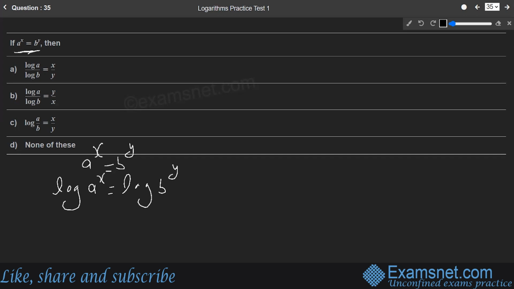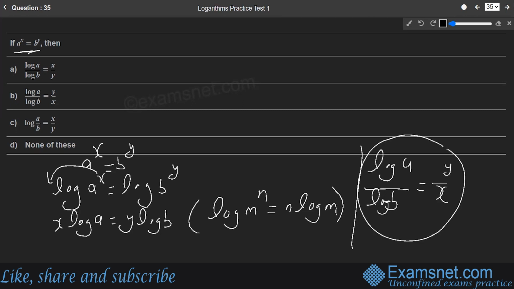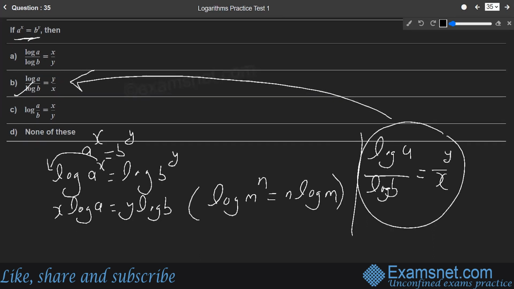Now, if you take the power at the front, x log a is equal to y log b, which property has been used here? If you check, log m to the power n is nothing but n log m. This is the property that has been used. Now, this is what you achieve: x log a is equal to y log b. Okay. Now, if you see it carefully, what's going to happen? Log a by log b is nothing but y by x. Log a by b is nothing but y by x. That is the mathematical form, and it is simply available in option number B. So that is the right answer. Log a by b is equal to y by x becomes the right answer for us.